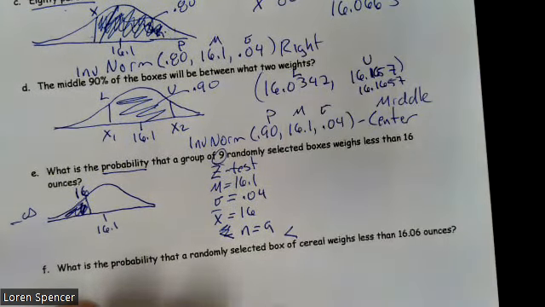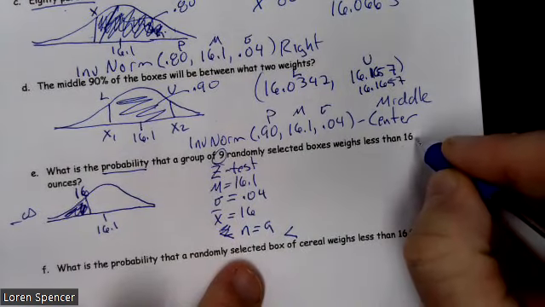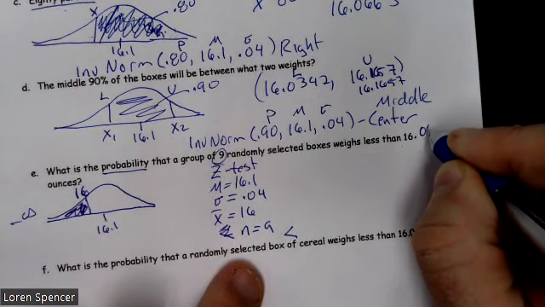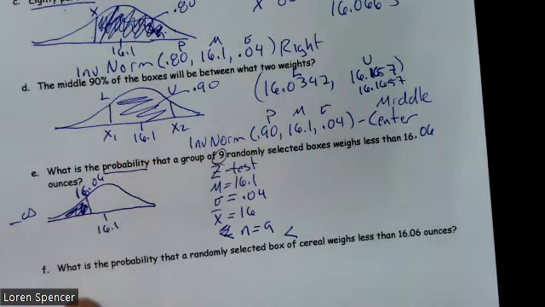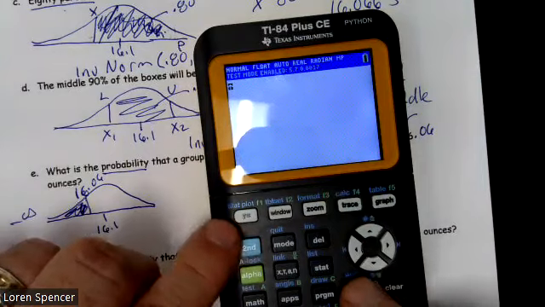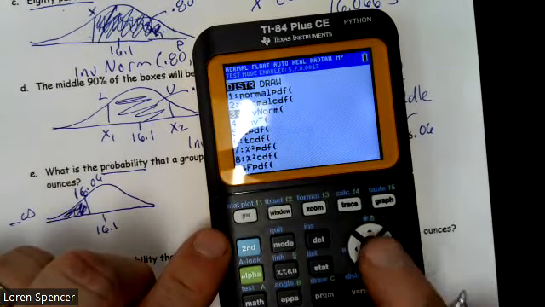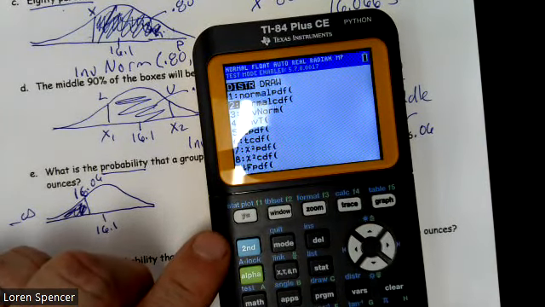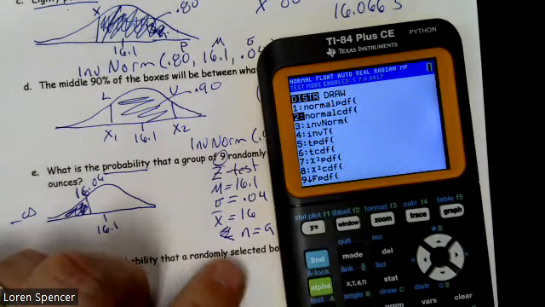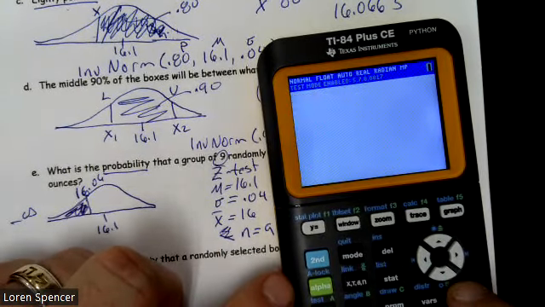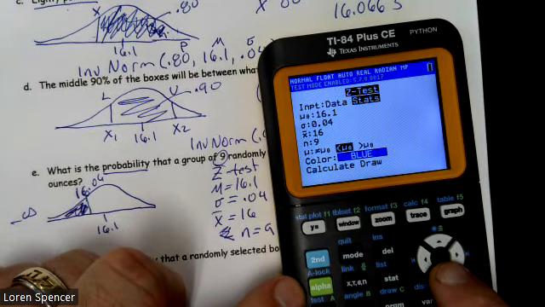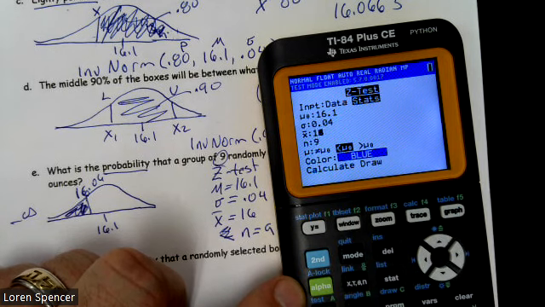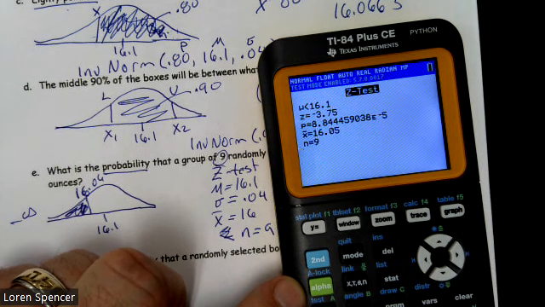Oh, I meant to change this. Instead of less than 16 ounces, less than 16.06. So for norm CDF, I'm going to change that to 16.06. Otherwise, I get a 0 probability, which is not as much fun. So here we go. Stat, test, z-test. Change our X bar to 16.06. Everything else remains the same.